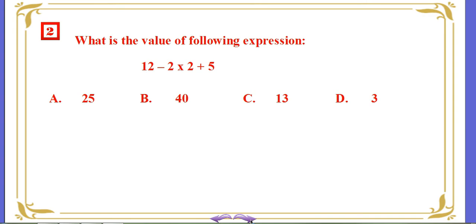What is the value of the following expression? 12 minus 2 multiplied by 2 plus 5. Some students do it very quickly. They take 12 minus 2 and they have 10. Then multiply by 2, they have 20, and plus 5 and give the answer 25. That is wrong. You must pay attention to the order of calculation.